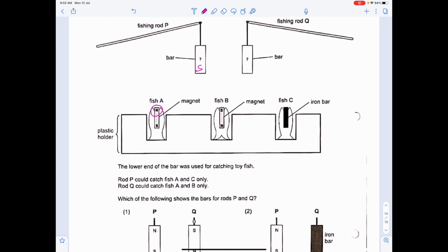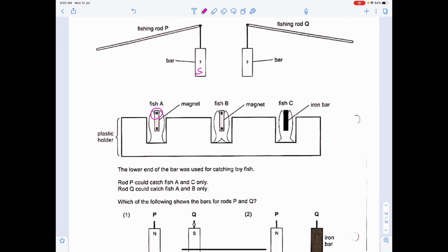Okay, so in this case, my bar B, let's just say if it's a magnet, could it be a magnet in the first place? Because if you look at the Q, fish A, fish B, they are both magnets, but yet the orientation is different. This is north at the top and this is south, but yet my rod Q can catch both. So straight away it will hint me that most probably this bar here is not a magnet. It's probably a non-magnet. It is just a magnetic material. That's all.